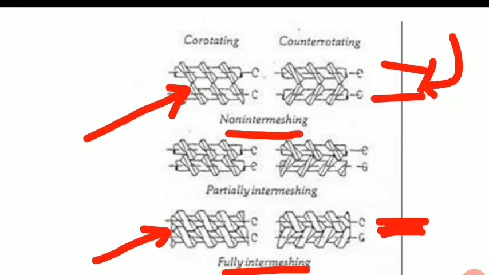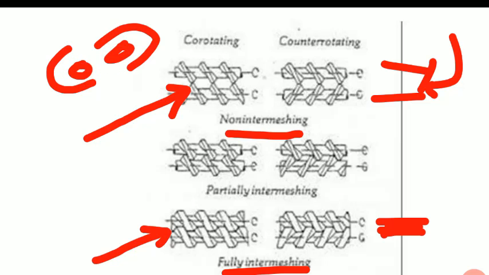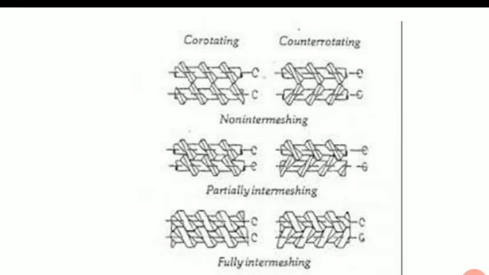This twin screw extruder contains two screws in a single barrel. This type of machine is not much useful for mixing. Usually, non-intermeshing is not much useful for mixing, but intermeshing is much useful for mixing. Now, we shall see the intermeshing type.